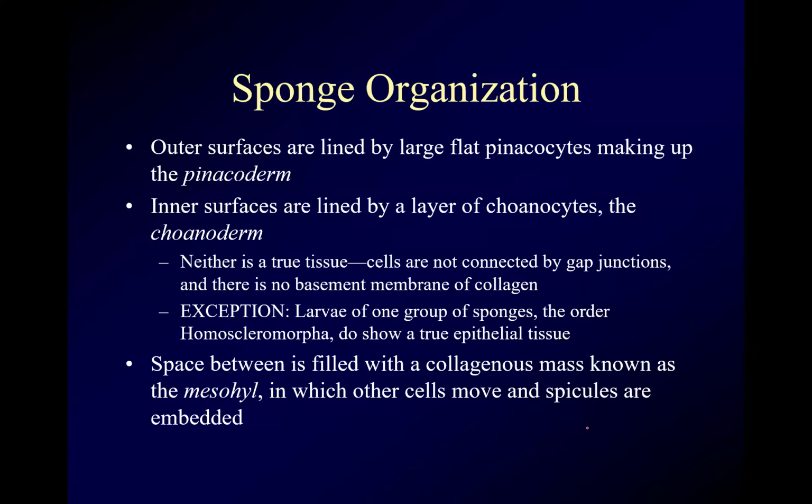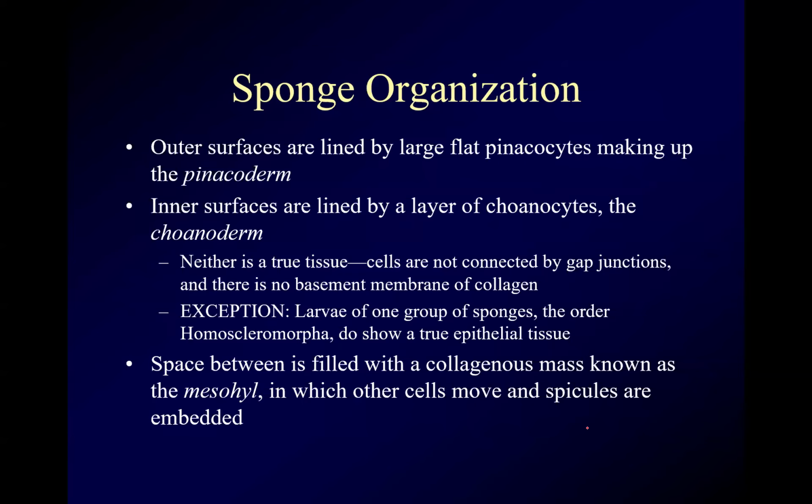Sponges do not have true tissues. A true tissue has cells that are connected by gap junctions. And in a true tissue, usually you have a sheet of cells that are all bonded to a very thin membrane of extracellular collagen fibers called the basal lamina or basement membrane.